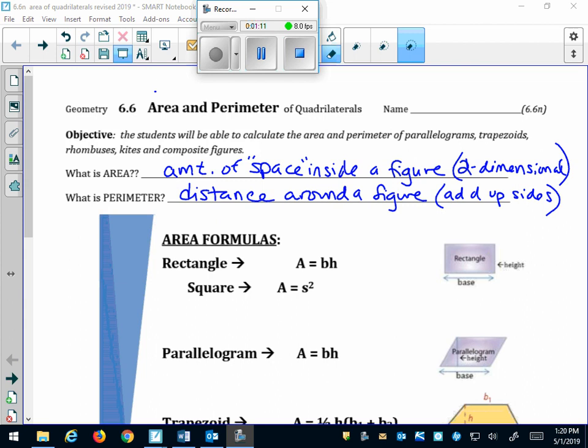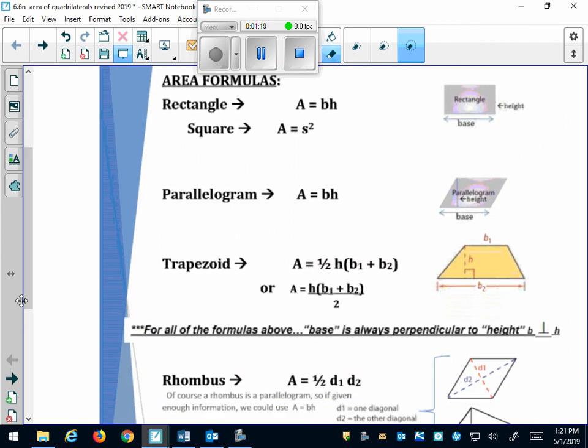Perimeter is just the distance around. We've done that before, right? So you just add up all the sides. Okay, again, we're mostly going to be focusing on area. The first page of these notes has all of the area formulas for the different quadrilaterals listed in one location. Then as we go through the packet, we're going to take them one at a time and see how they work and practice them. But they're all listed on the front.